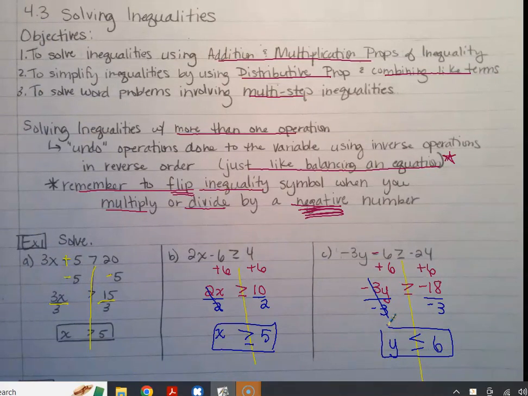Perfect. So this was a flip. You might make a note so you remember that we flipped because we divided by a negative number. It's a flipper, like a dolphin. Oh my gosh, I swim like a little kid. All right, we got those?